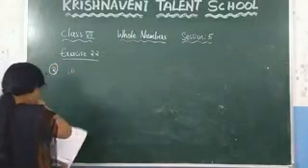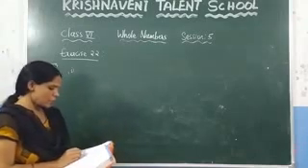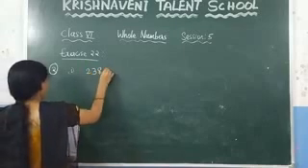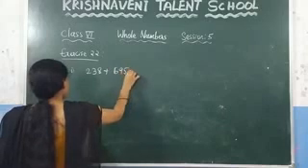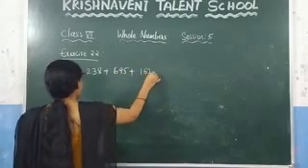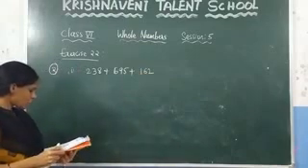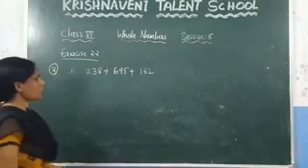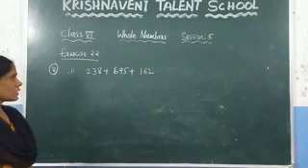Here the second question says, find the sum by suitable rearrangement. You have to rearrange this and after that find the answer. 238 plus 695 plus 162. This is the question given here. By rearranging this order you have to solve it. You have to add these numbers by rearrangement.